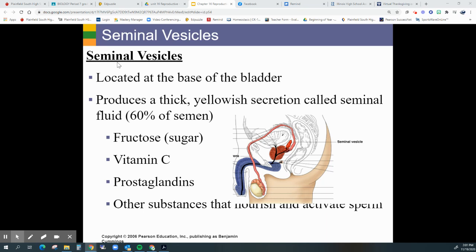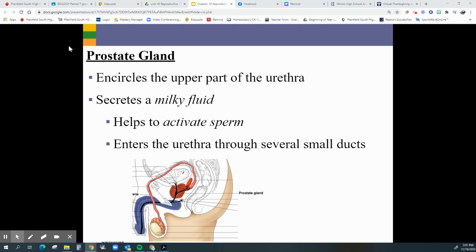Like I was saying, these are some of the accessory organs. We have the seminal vesicles. These are located at the base of the bladder. They kind of surround the ejaculatory duct. The seminal vesicle produces a thick yellow secretion. This is what makes up about 60% of semen. And it's comprised of a couple different things: sugars, fructose, vitamin C, and some prostaglandins, some hormones. The main purpose of this is to help nourish as well as activate sperm cells at this point, get them ready for their journey.